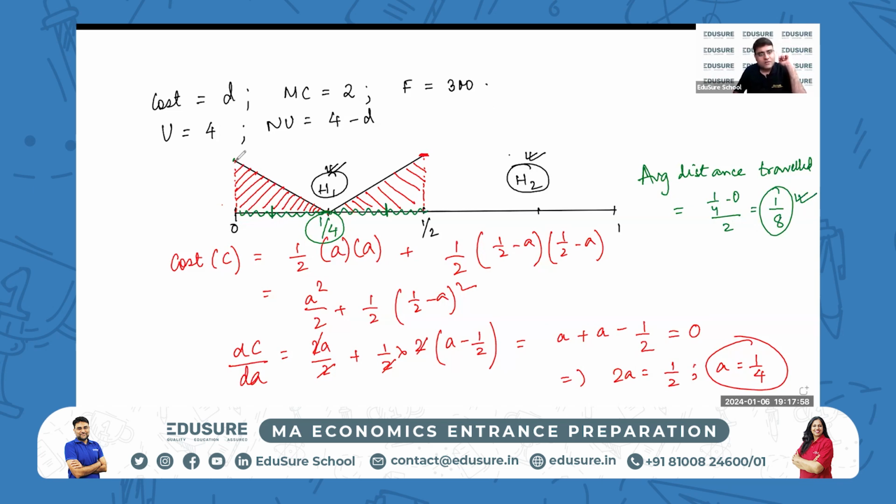Height of the triangle: the person located at 0 will have to travel A. The person located at half will have to travel the distance half minus A in order to reach. So this is nothing but the cost of traveling for the person located at half. That's half minus A, and the distance is half minus A again. So I got the midpoint, that is 1 by 4. Similarly, here it will be 3 by 4. Average distance traveled by an individual is 1 by 8.